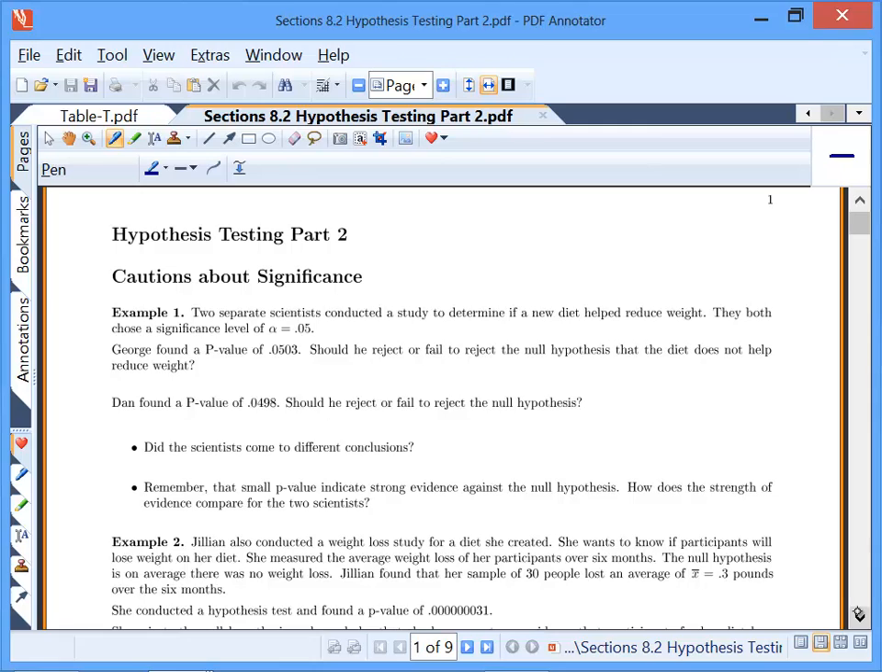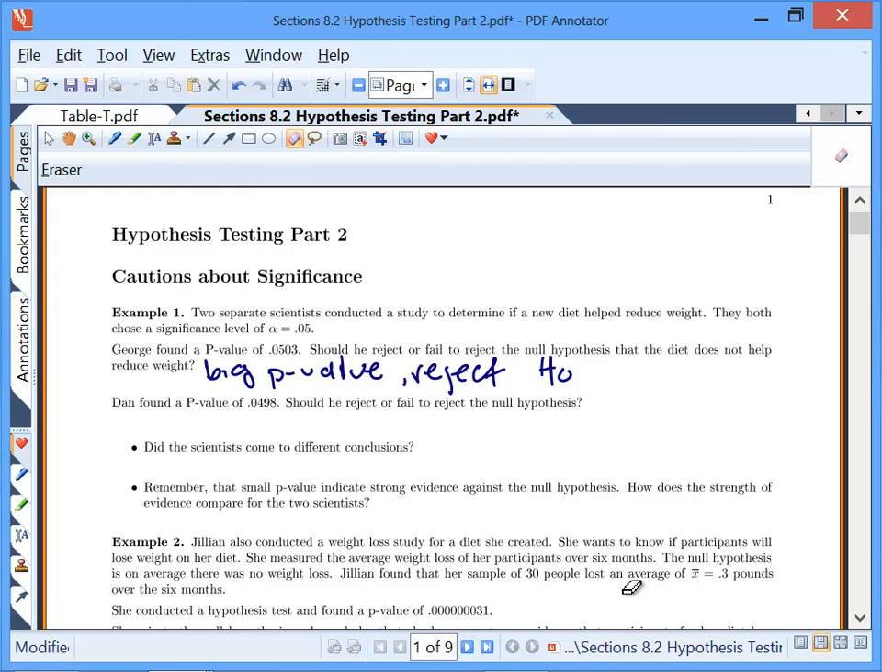So 0.0503, is that a big or small p-value? That is bigger than alpha, so it is a big p-value. So he will fail to reject the null hypothesis. Okay, because what that means is that if the null hypothesis of the diet doesn't help reduce weight, the probability that he found his sample results or something more extreme was only 5.03%.